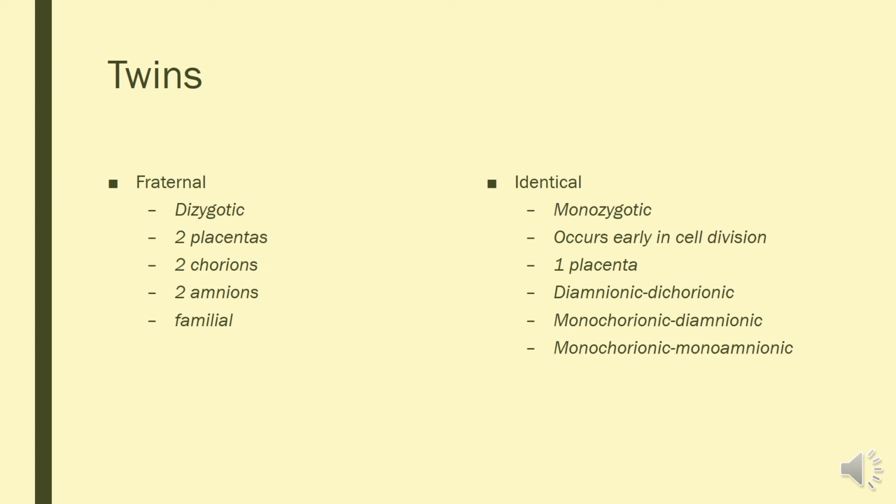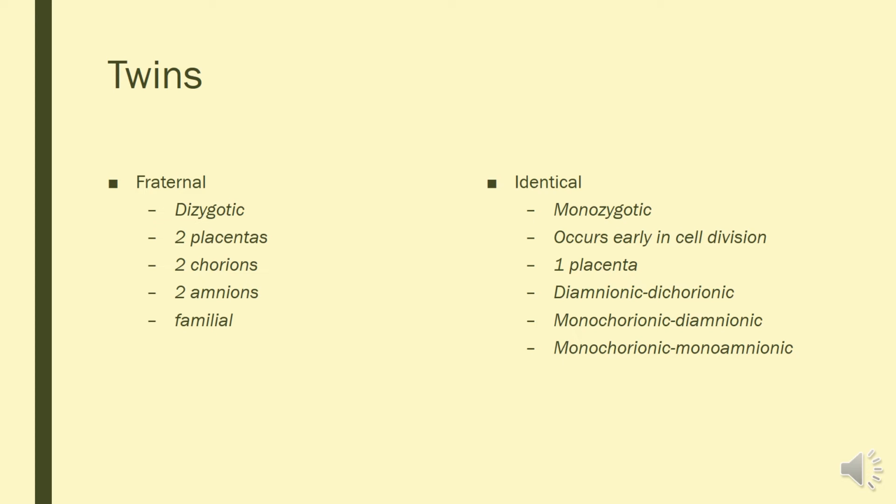In monozygotic twins, only one zygote is formed, and the zygote divides early in the pregnancy. All monozygotic twins will share a placenta. However, they may or may not share an amniotic sac. Division within the first 3 days after fertilization will create di-di twins. These twins each have their own amnion and chorion, so diamniotic, dichorionic, or di-di twins.